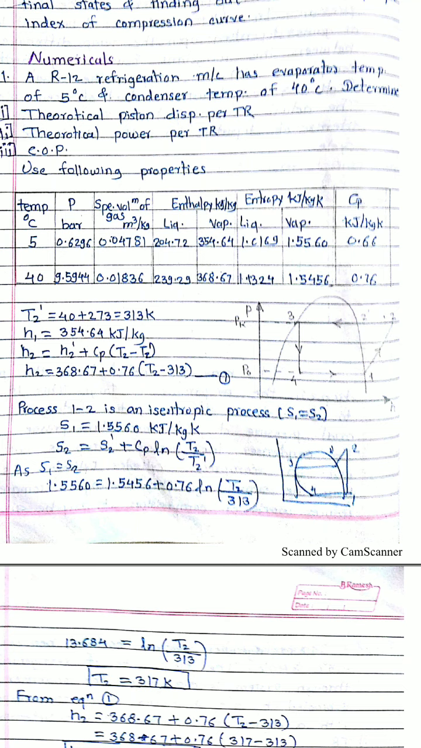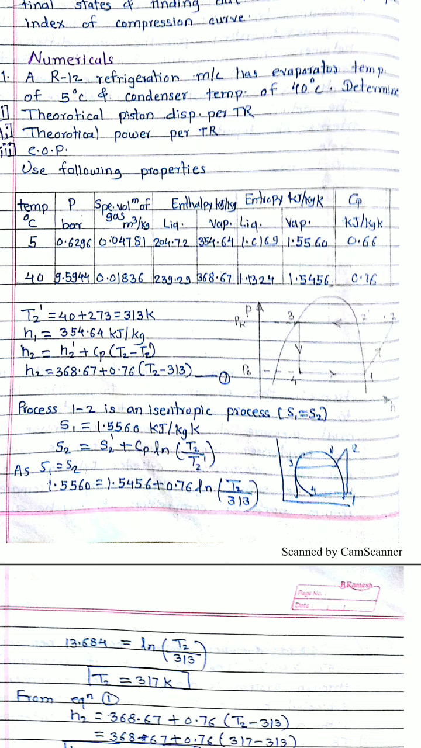For that purpose, the property table is given. This property table gives the pressure in bar, specific volume of gas in meter cube per kg, enthalpy in kilojoule per kg, entropy in kilojoule per kg Kelvin, and Cp, that is the specific heat. If your refrigerating system is maintained at two different temperatures, as we know, as the temperature changes the properties can change. So here they have given the properties at 5 degrees Celsius as well as at 40 degrees Celsius.